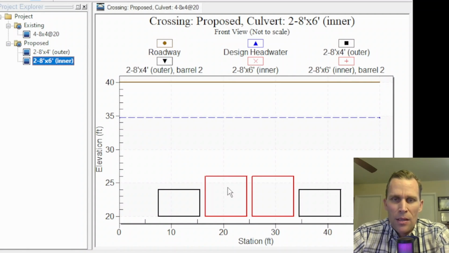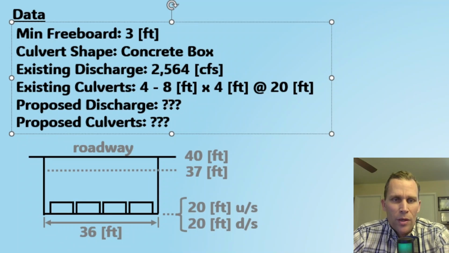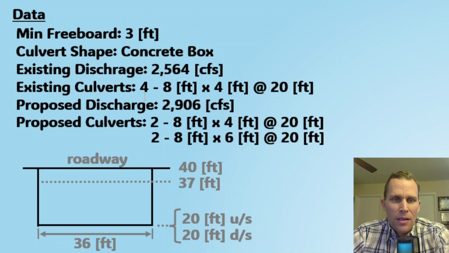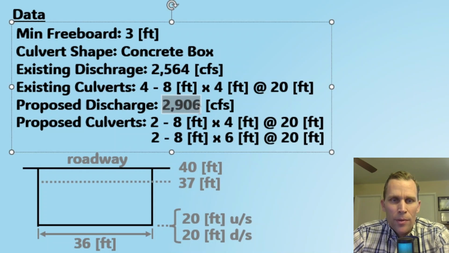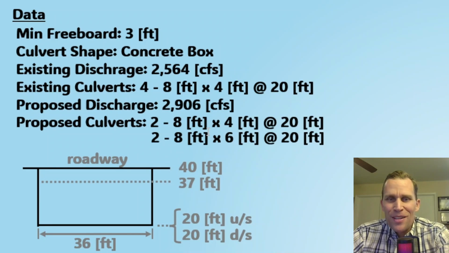So if we go back to our PowerPoint here, the answers to our question marks, we'll go ahead and fill that in. Here is our peak discharge for proposed 2906. And then this is the design I came up with in a very short video. Perhaps not the best, but we have 2 culverts that are 8 by 4 and then 2 culverts that are sized 8 by 6, both at an invert of 20 feet.